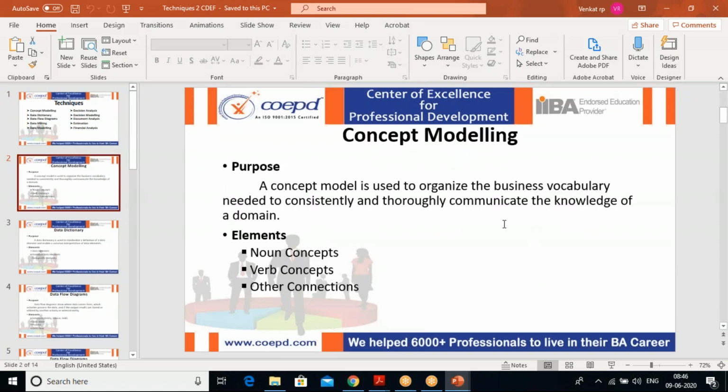Okay, now concept modeling means here we are going to get that business vocabulary, because we are going to communicate the knowledge of the domain. For that we need that business vocabulary, and to get that business vocabulary we have to understand the noun concepts, we have to understand the verb concepts, and we have to get the other connections, the relationship between the verb concepts and the noun concepts. If you can establish that, then you will get the concepts in a clear cut way. You'll use the right vocabulary there, right?